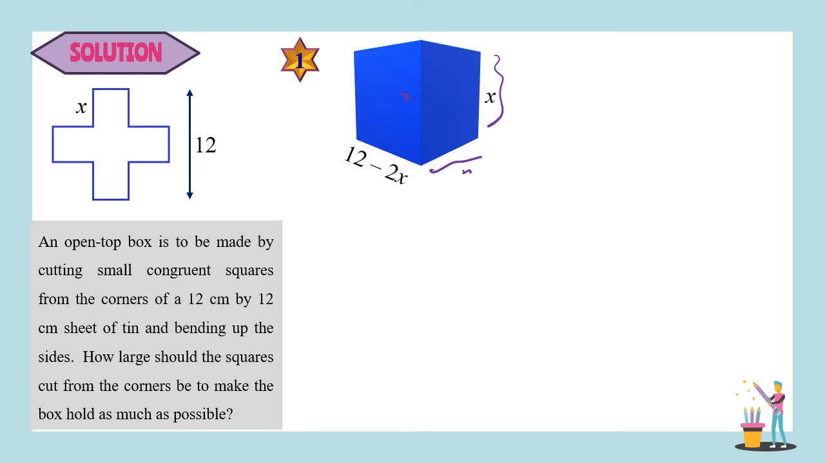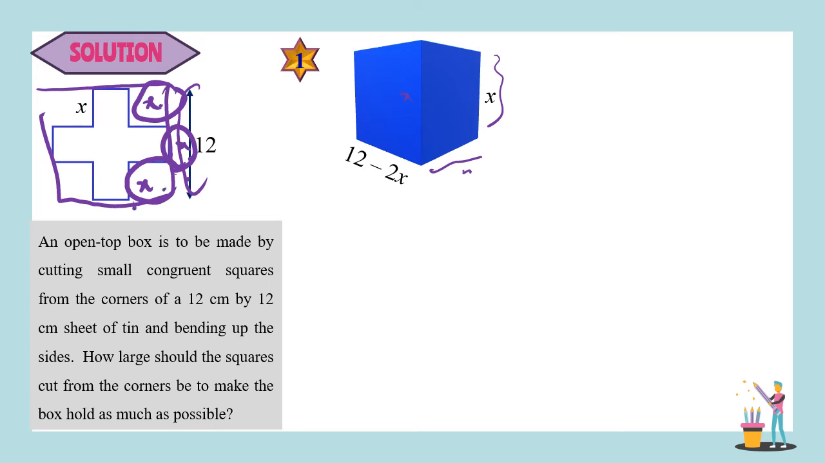So if this is x, what can this be represented as? Because we know the sheet originally is 12 by 12, we have to cut out this side. This one is x, this one is x. So this is equivalent to 12 minus 2x.